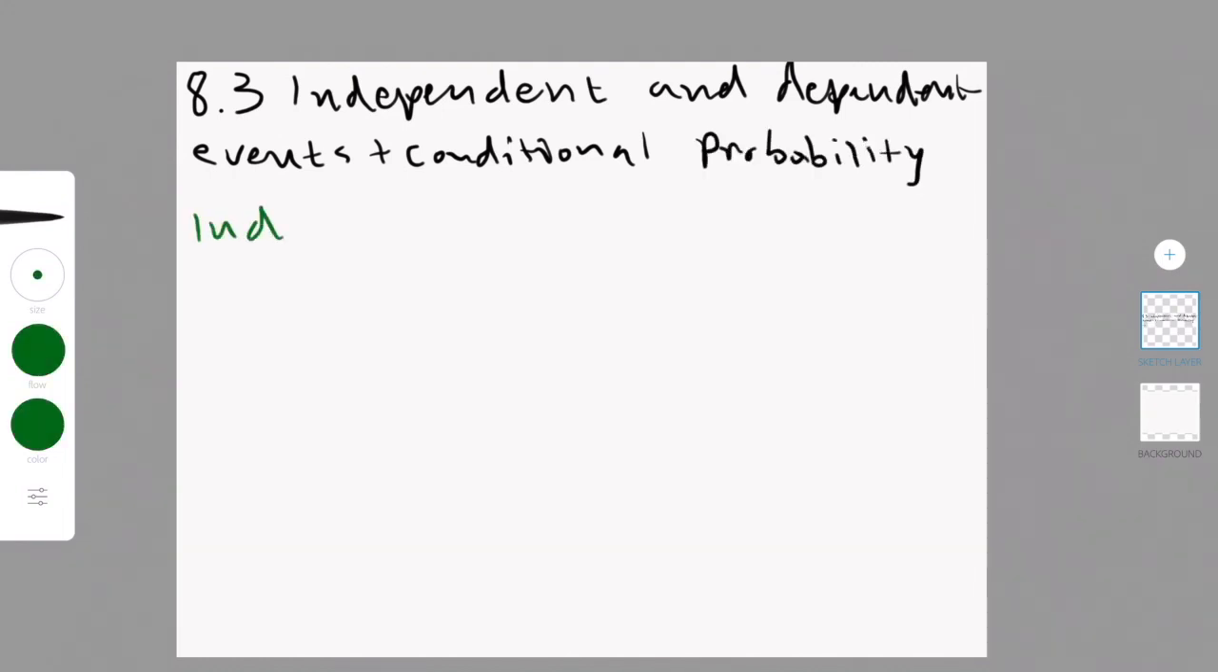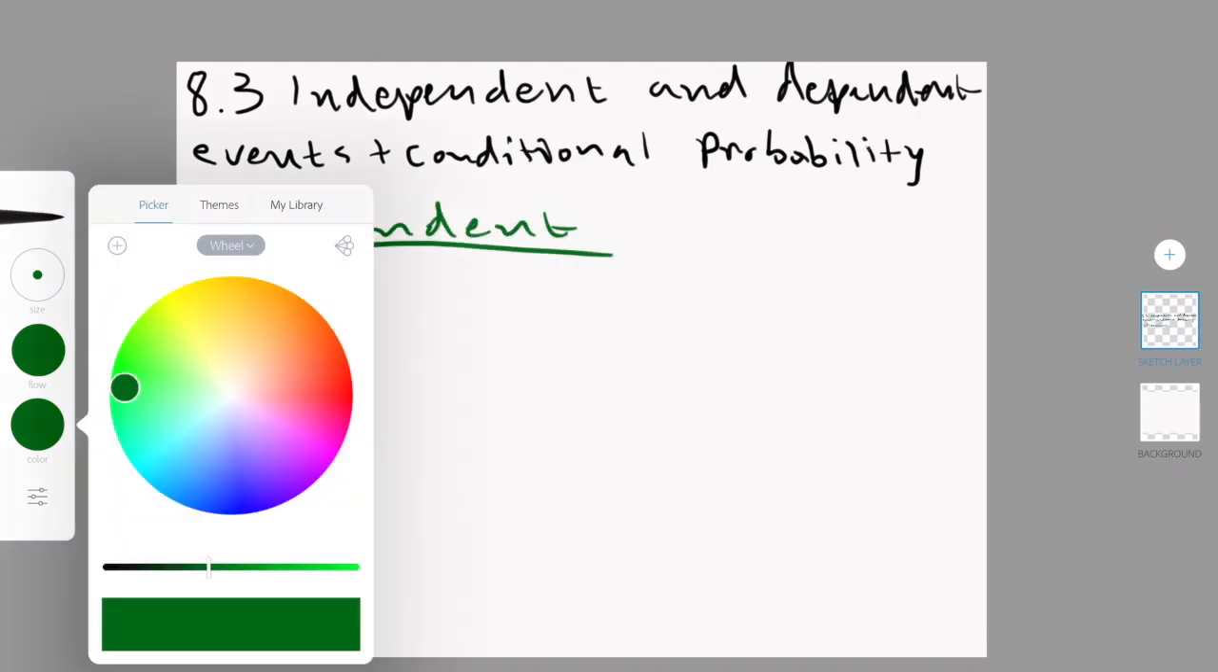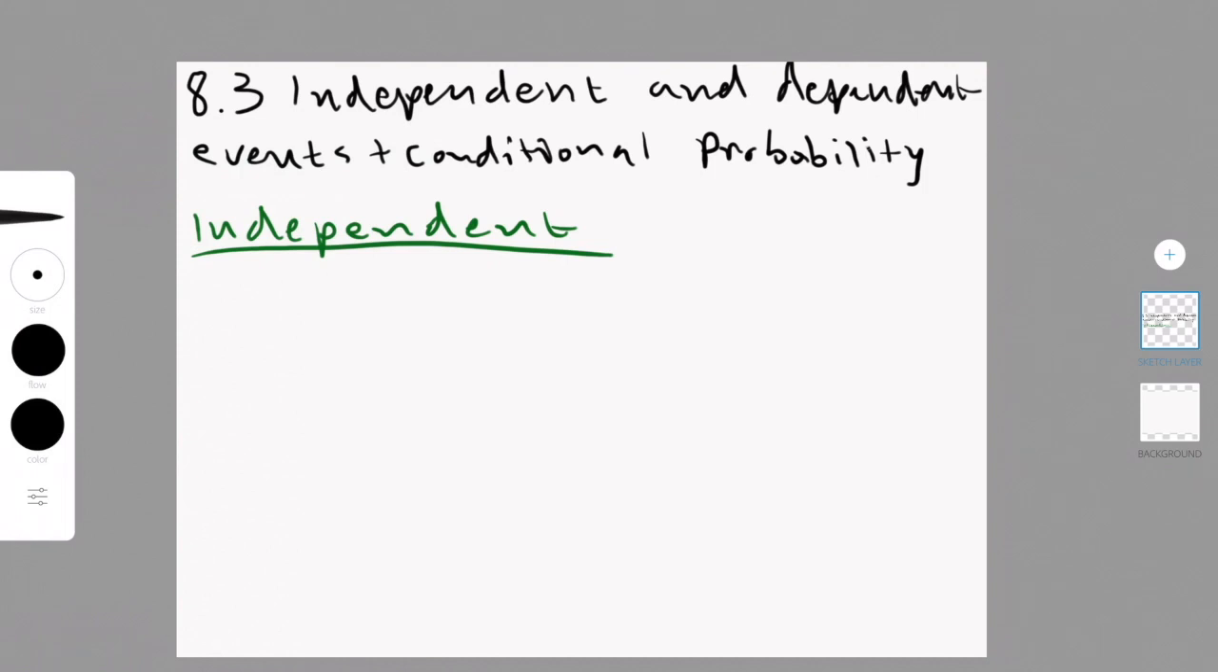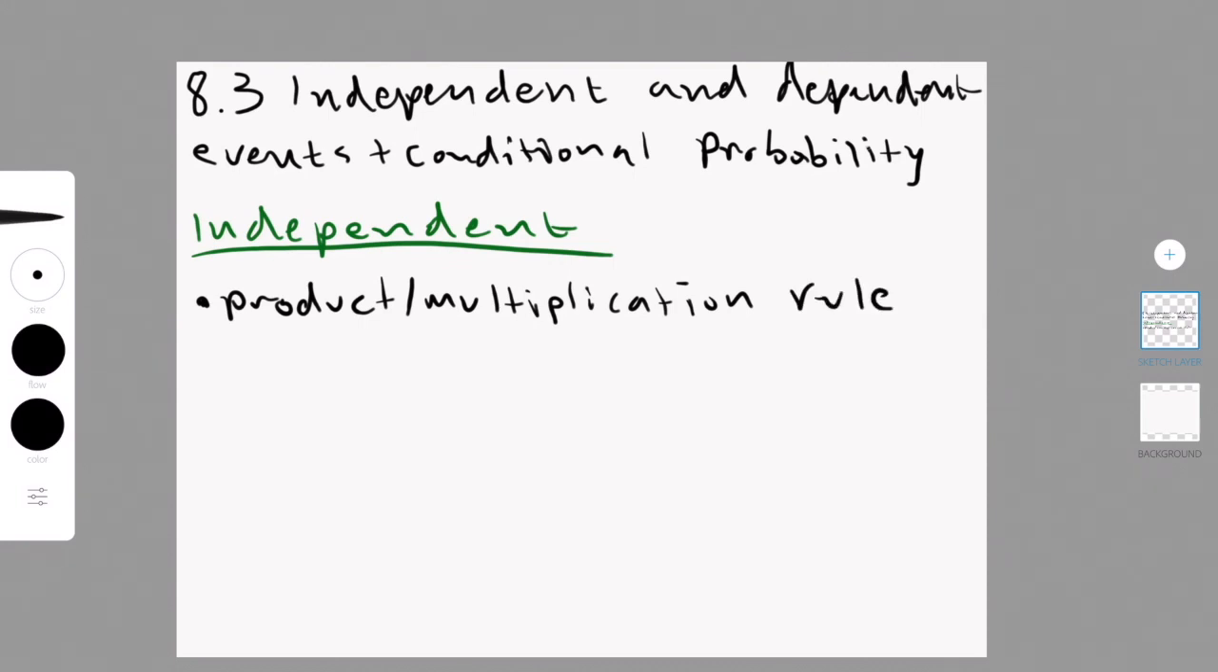So I'm doing 8.3 and 8.4 in this video because they're both very short. So 8.3 is about independent and dependent events and conditional probability. When we say independent, we're referring to an event or a situation that doesn't affect the other situation. For instance, flipping a coin and rolling a dice. Just because you flip the coin, it doesn't impact the ability to roll the dice.